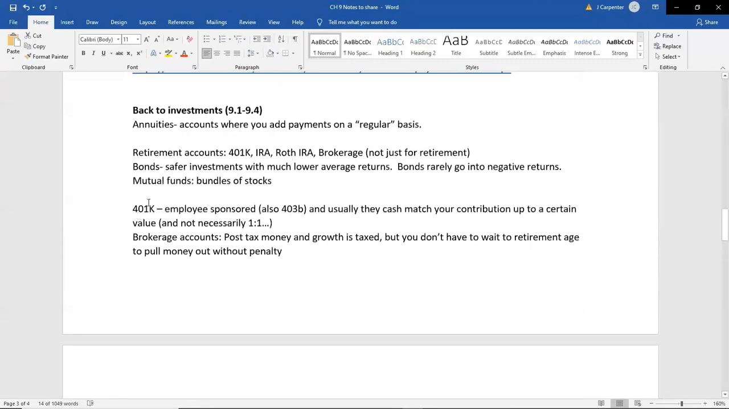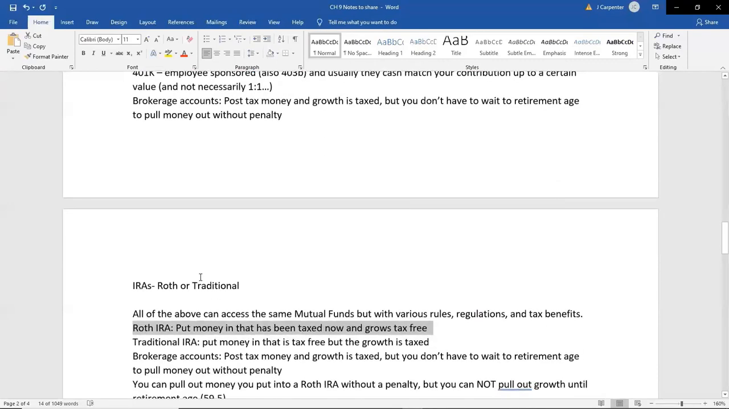Now, I said your 401k, the most you can put in currently is $19,500 per year. With an IRA, whether it's Roth or traditional, your max is $6 grand per year. Now, these amounts will change over time. In fact, the IRA amount just changed to $6 grand.